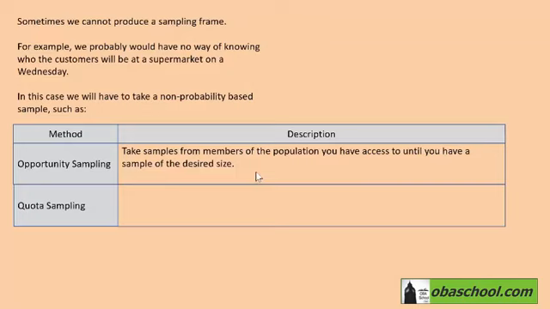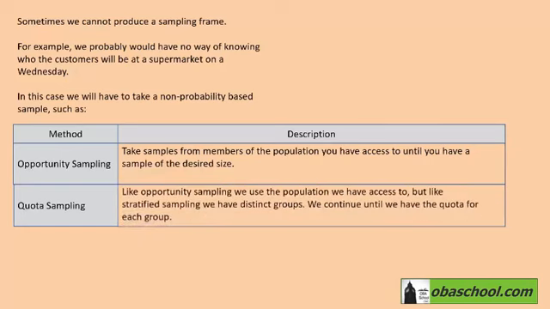For example, you may have been asked to do a taste test at a supermarket. With quota sampling, it's like opportunity sampling. We use the population we have access to, but like stratified sampling, we have distinct groups. We continue until we have the quota for each group.